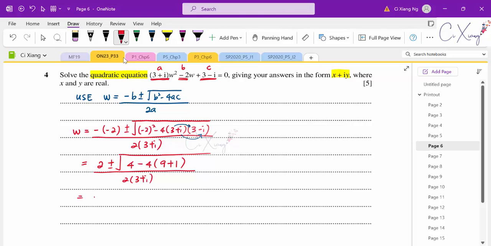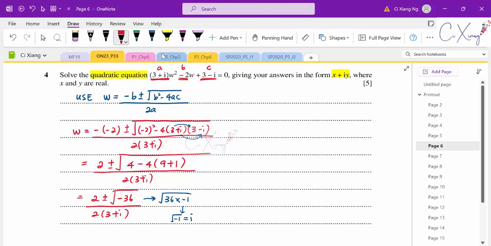Okay, I want to simplify the term in the square root, and that gives me negative 36, then divided by 2 and then 3 plus i. For negative 36, you can take it as 36 multiplied with negative 1 inside the square root. So the square root of 36, you'll get a value, and the square root of negative 1 is actually i.